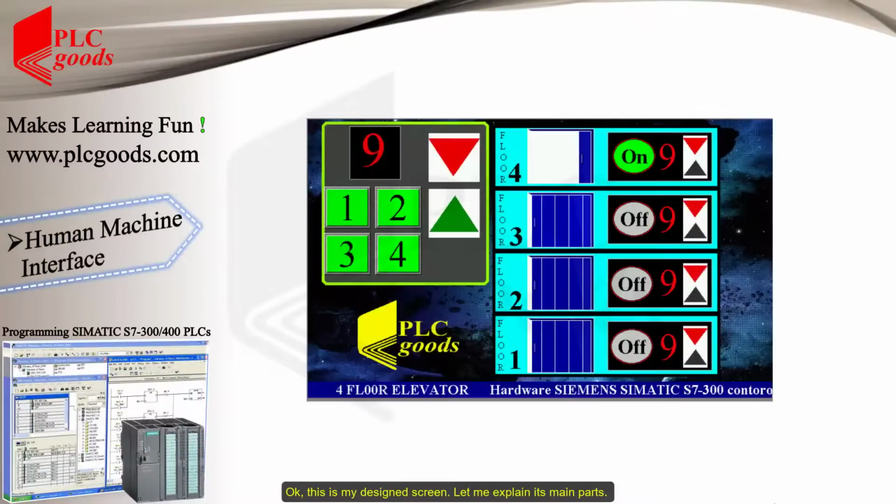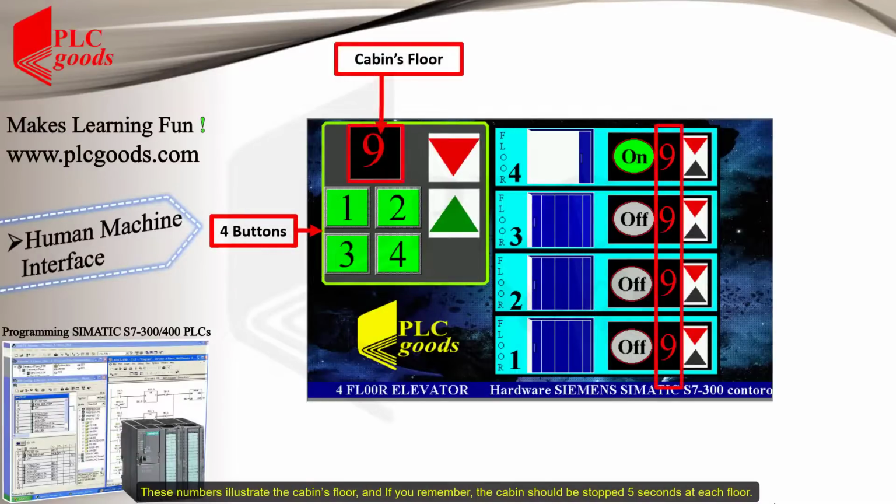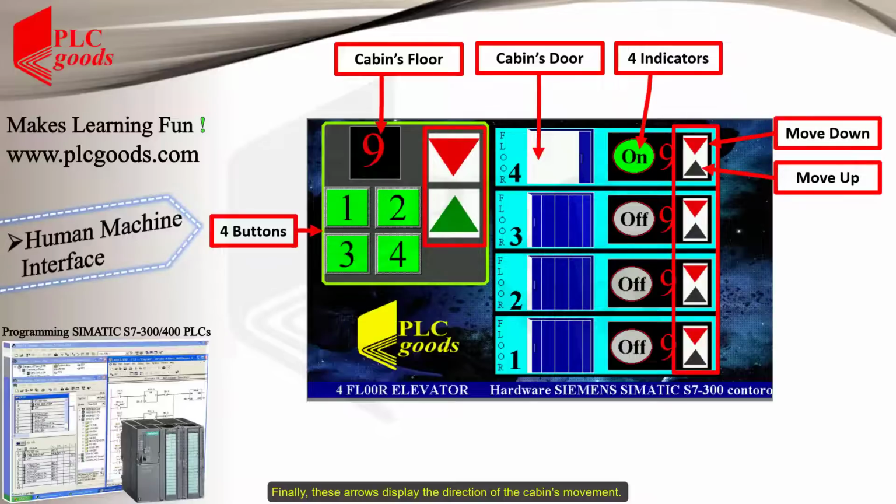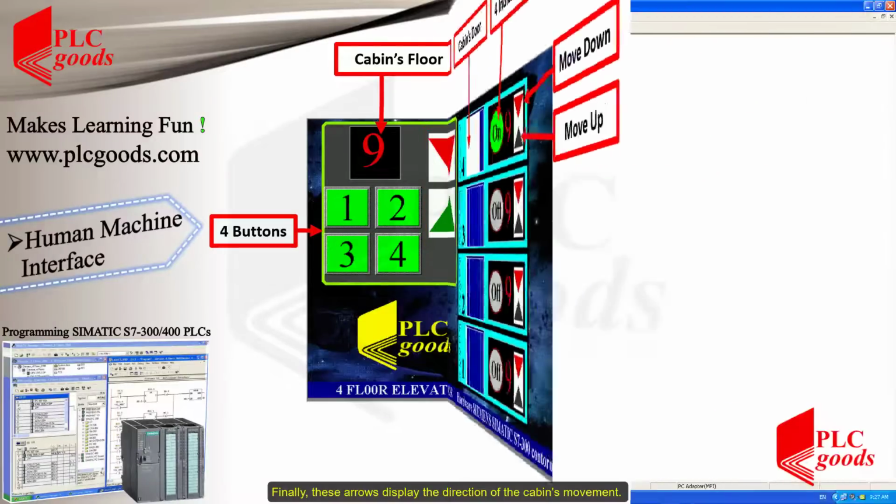Okay, this is my design screen. Let me explain its main parts. First, these 4 buttons can be used to select each floor. These numbers illustrate the cabin's floor, and if you remember, the cabin should be stopped 5 seconds at each floor. During this time, the related door will be open on the HMI screen. Also, based on the cabin's floor, one of these 4 indicators will be green. Finally, these arrows display the direction of the cabin's movement.